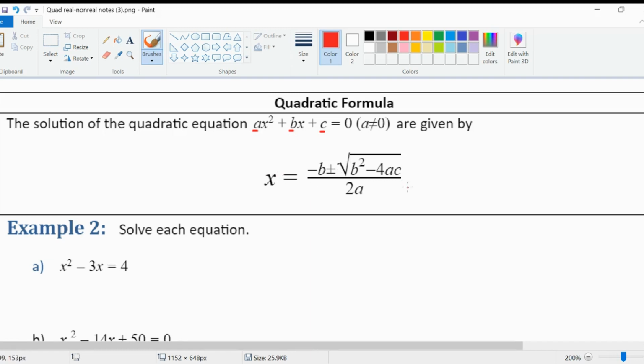Below is our quadratic formula. So x is going to equal the opposite of b plus or minus the square root of b squared minus 4ac, all over 2a. So we'll be able to plug in our values. Once we plug in our values, we can simplify and find our solution. We're going to take a look at 3 different problems using the quadratic formula.